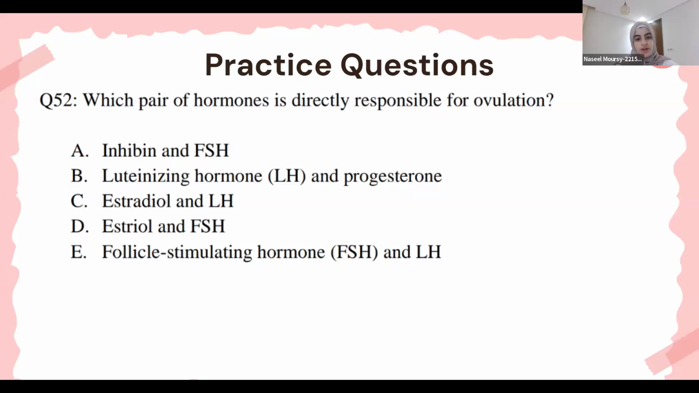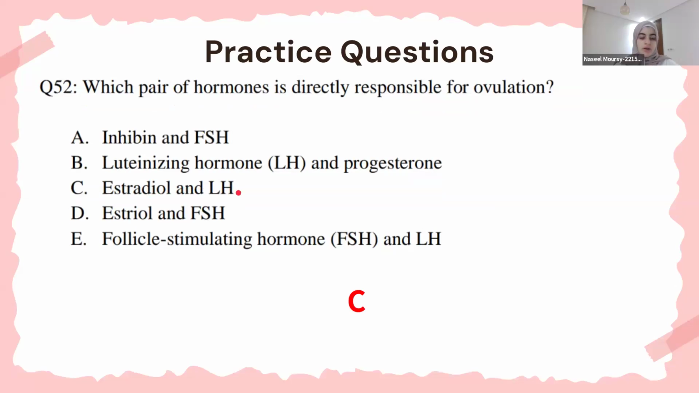C. Correct. Okay. So why is it C? Because it's estrogen and LH. Now, we said that because of the dominant follicle, you get so much estrogen, and then you get to switch from negative feedback to positive feedback. And that positive feedback stimulates the anterior pituitary to produce LH, and you get the LH surge.